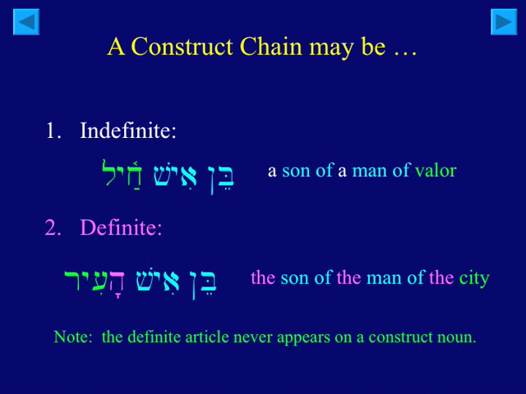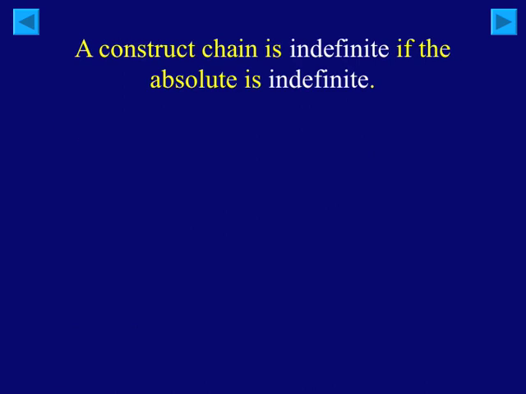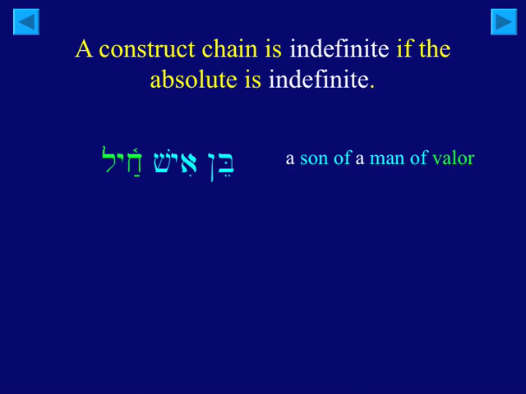We see here that the definite article will never appear on a construct noun, whether the construction is definite or indefinite. Only the absolute noun will be marked with a definite article. To put the same thing another way, a construct chain is indefinite if the absolute is indefinite. Ben ish chayil. Chayil is indefinite, and so the whole chain is indefinite. Ben ish chayil, a son of a man of valor.